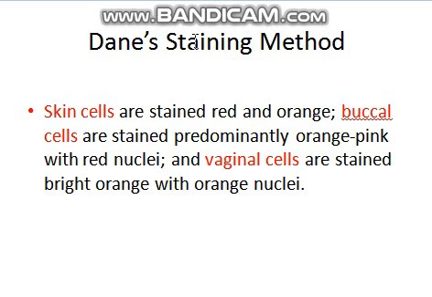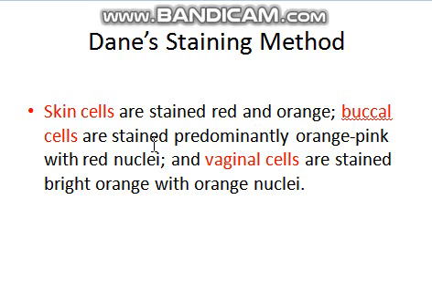In the Dane staining, what's the advantage over the other methods? Here it stains different cells with different colors. Rather than a change in intensity, you get a change in color. The skin cells get stained red and orange, whereas the buccal cells get stained predominantly orange-pink with red nuclei. If it is a case of vaginal cells, they get stained with an orange cytoplasm and orange nuclei.